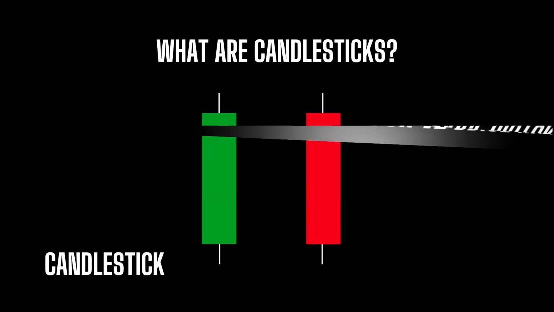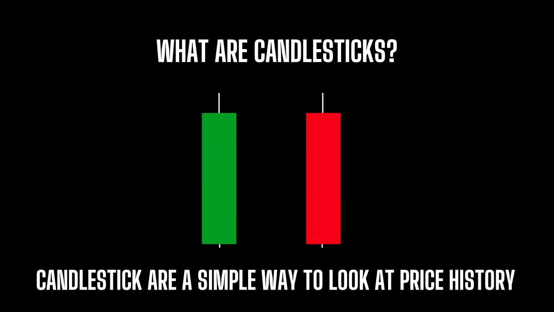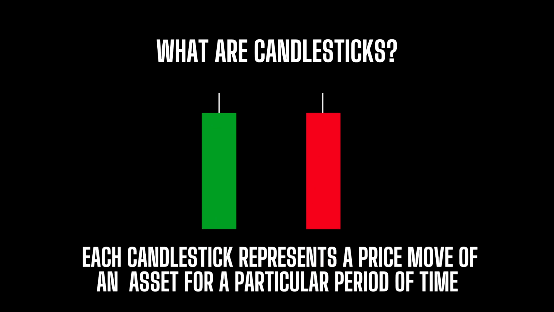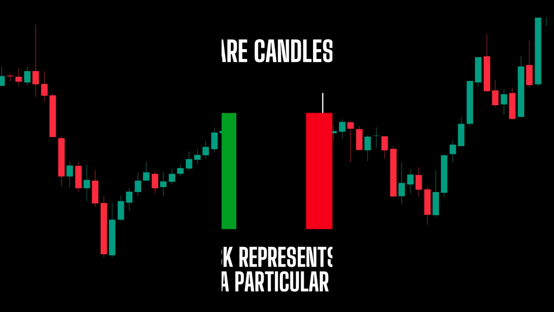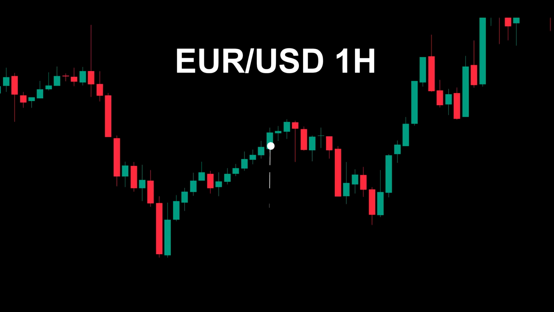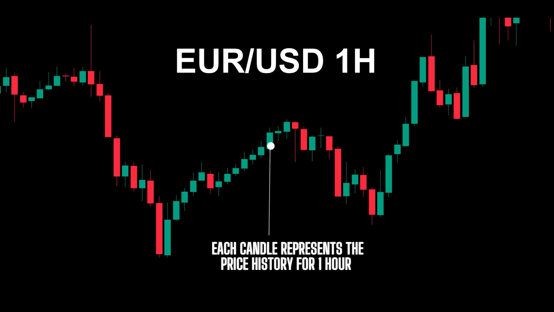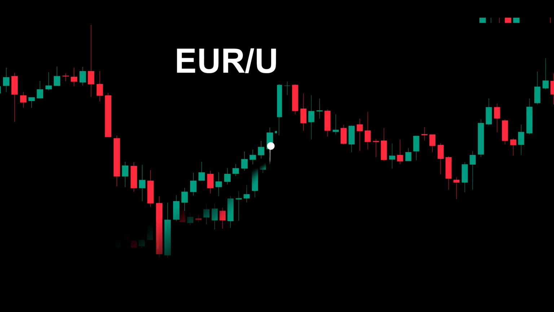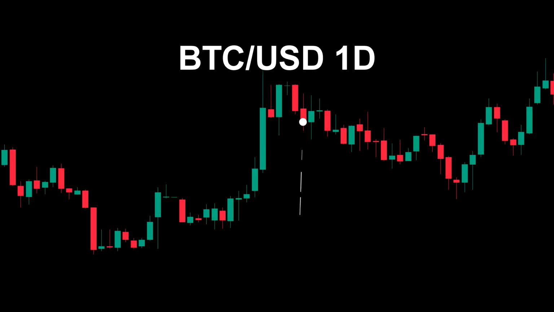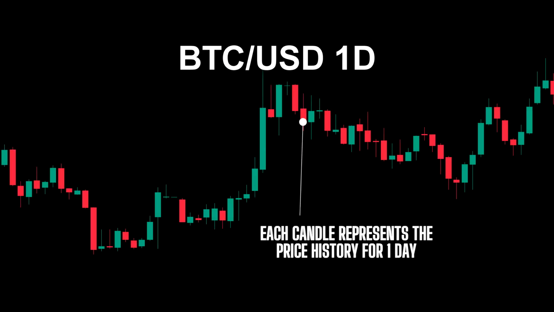First, what are candlesticks? Candlesticks are a simple way to look at price history. Each candlestick represents a price move in an asset for a particular period of time. For example, if you're on the 1-hour time frame, each candle represents the price history for 1 hour. If you're on the daily time frame, then each candle represents price history for 1 day.